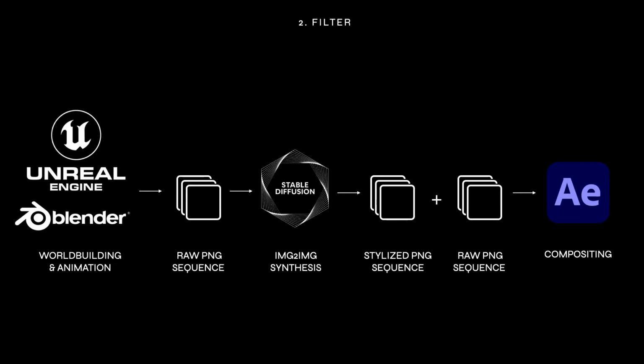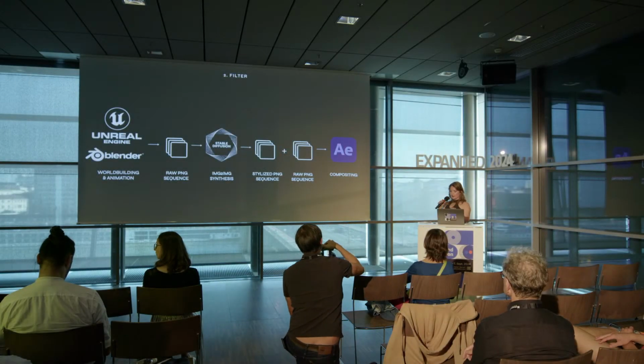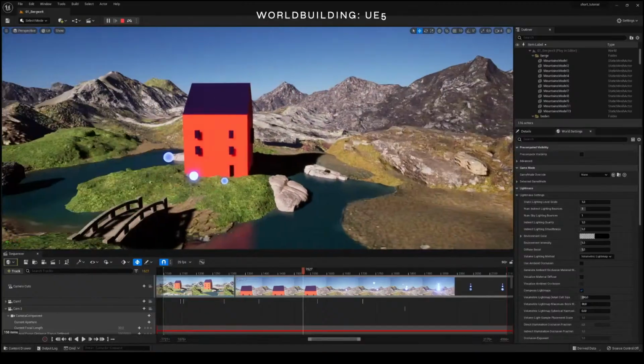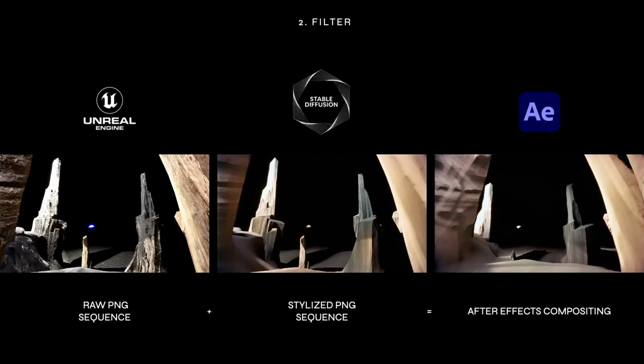So just a little bit about the workflow. I created the worlds and animated them in Unreal Engine and Blender, all of it, actually. Then I exported PNG sequences. I put it through Stable Diffusion. I got out stylized PNG sequences, and then I composited, I interpolated the 2 layers together. This is one part of the first scene, actually, of the film, Unreal Engine. And for those who don't know, Unreal Engine is a game engine, and this is the actual thing.